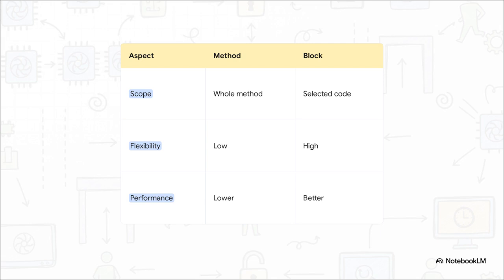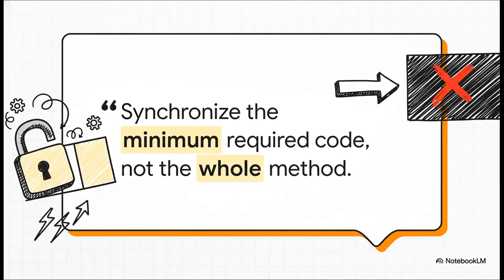A synchronized block, on the other hand, gives you that surgical precision. You wrap only the critical lines of code, which leaves the rest of the method free for other threads, and that means way better performance and a lot more flexibility. So this is the golden rule. Seriously, burn this into your brain. The mark of a great concurrent programmer is making your critical sections as small and as fast as humanly possible.